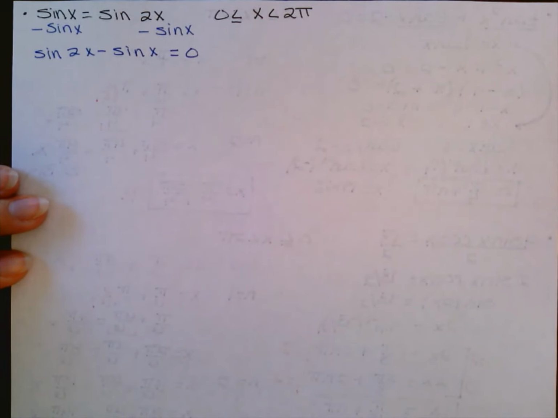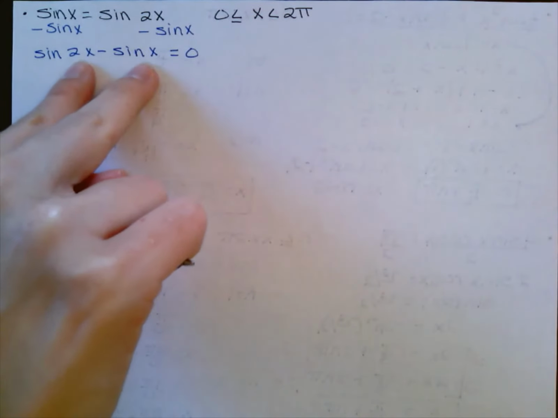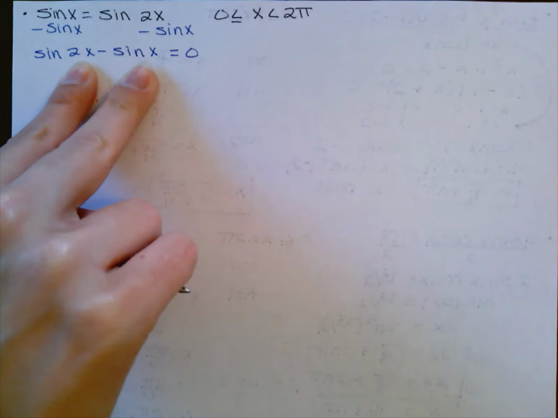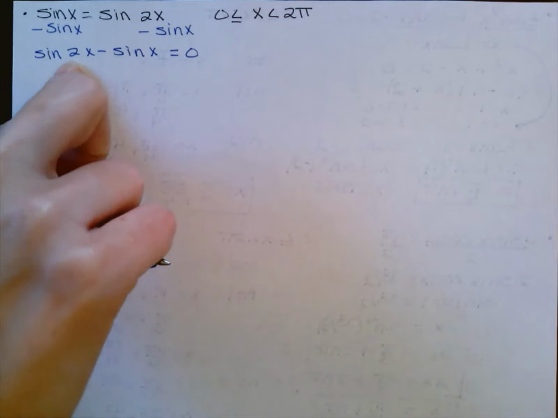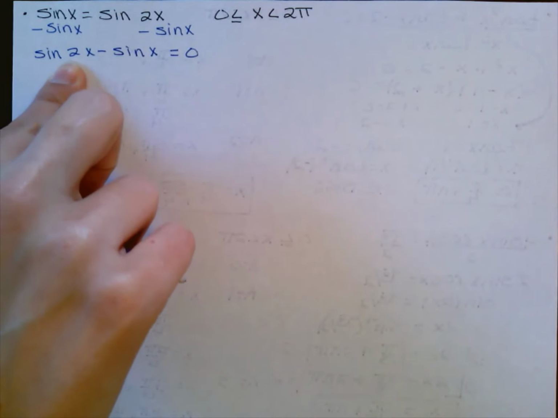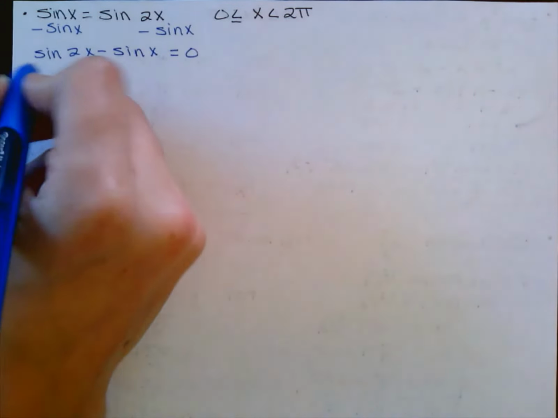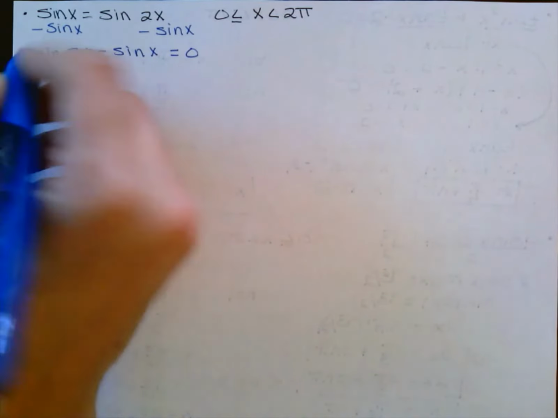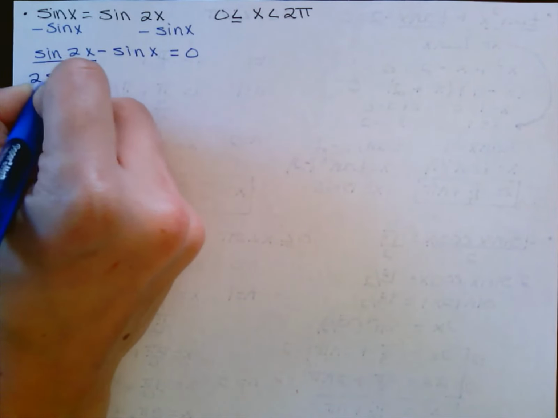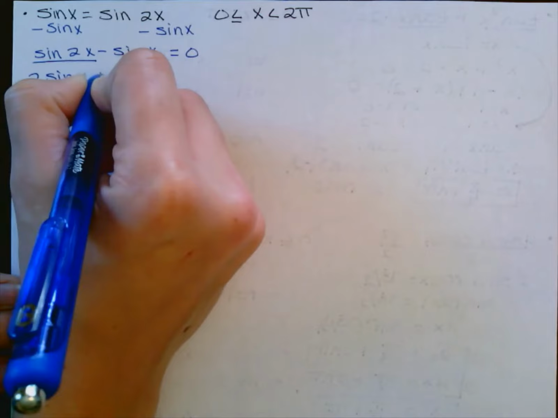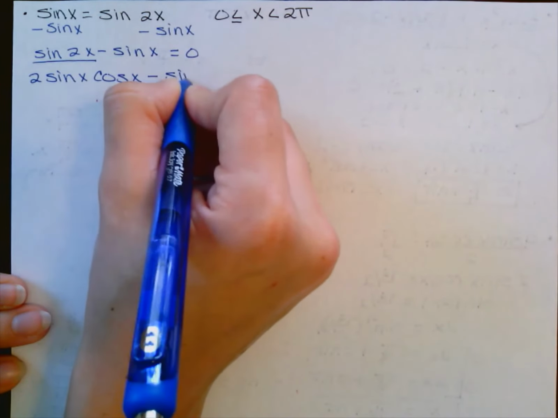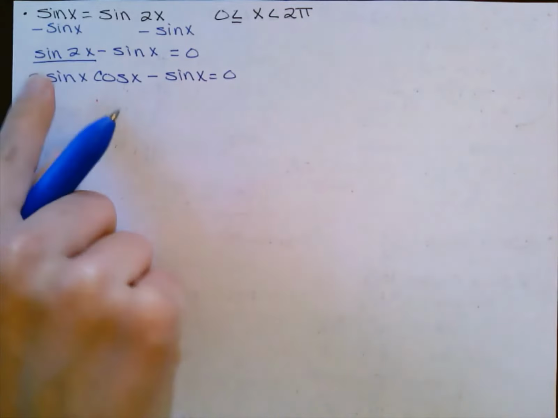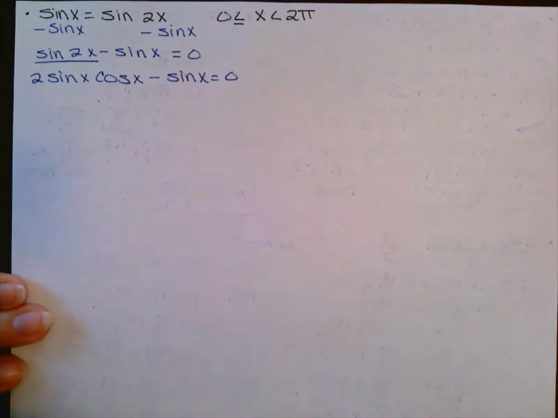Now, these trig functions you can't really keep on if the insides are different. So I'm going to use a formula from earlier in this chapter, the double angle formula, that will change this to all having the insides as a single x. So sine of 2x, I'm going to change to 2 sine x cosine x. And now I'm going to bring down this minus sine of x. Now everything is in terms of a single x.